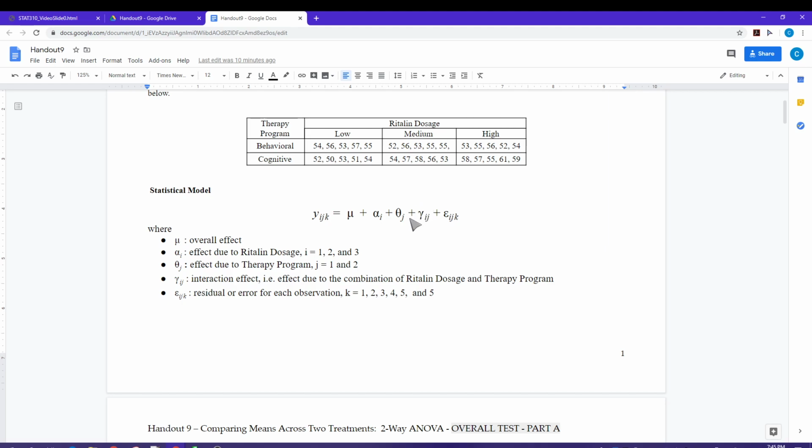We have a new term here. This gamma ij here is called the interaction term. And what that's going to allow us to do is consider the effect of Ritalin and therapy in combination with one another. That's called an interaction effect. And then finally, the last term here is just our errors.